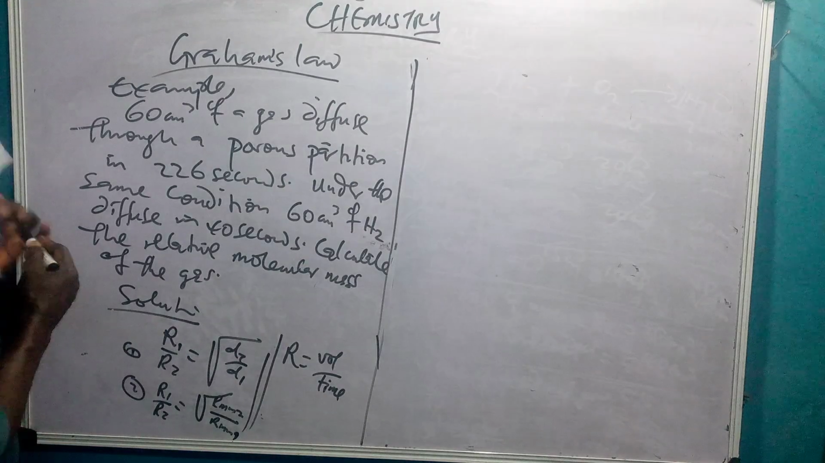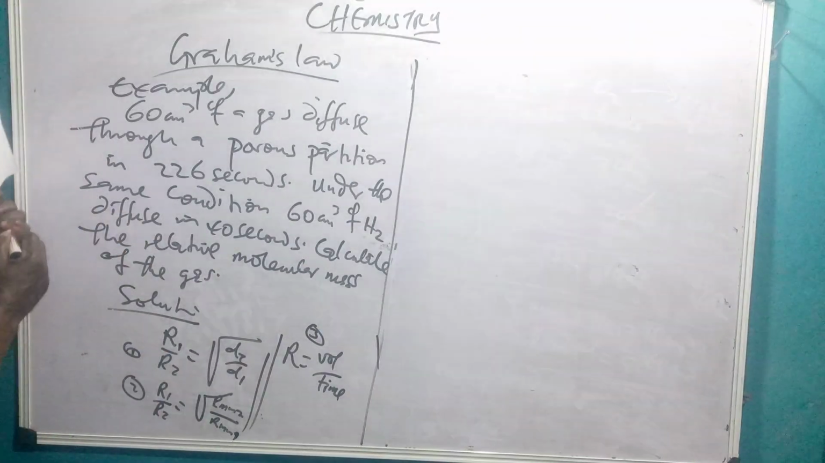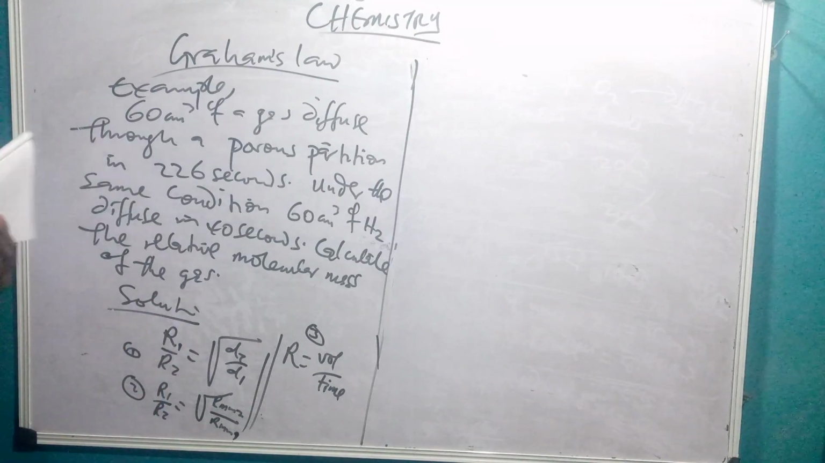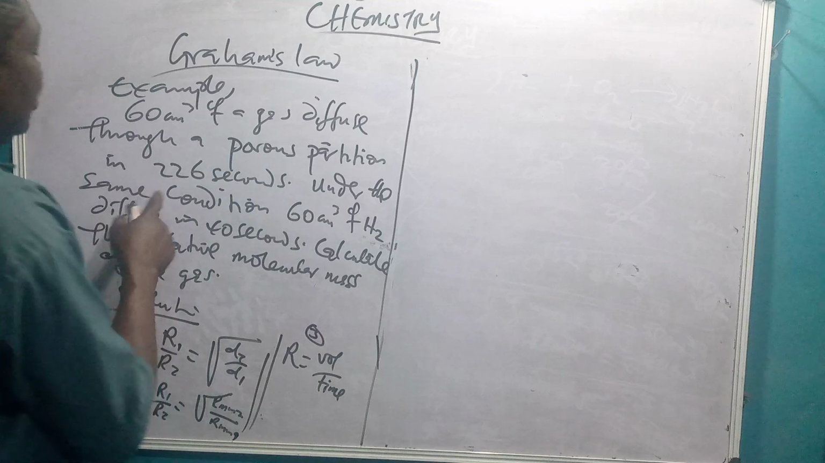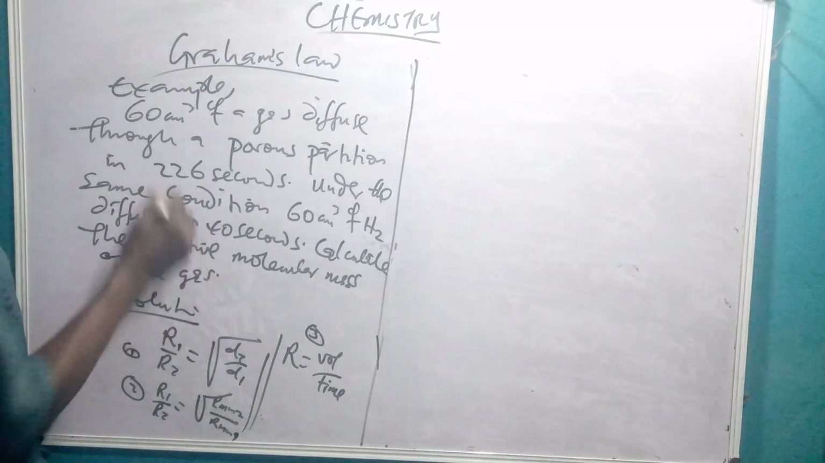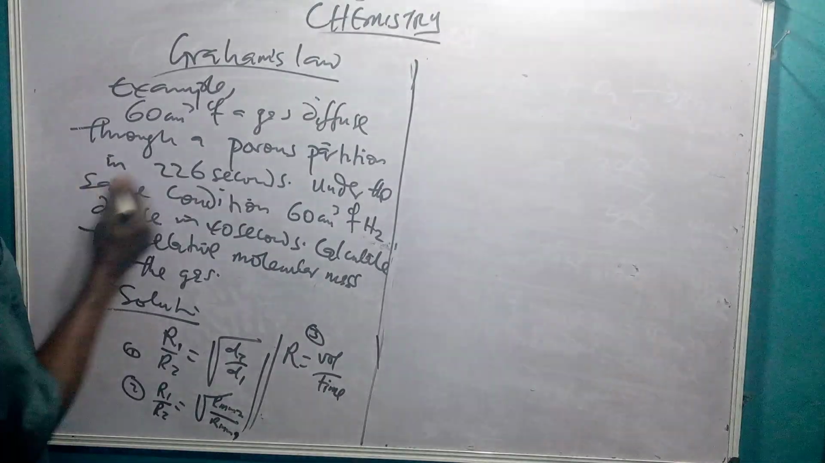So let's see how this goes. These are the three basic formulas. This is the third formula. Have this one in your memory and all the calculations are gone. 60 cm cube of a gas diffused through a porous partition in 220 seconds. Remember, this volume, this time. So you said of a gas A.